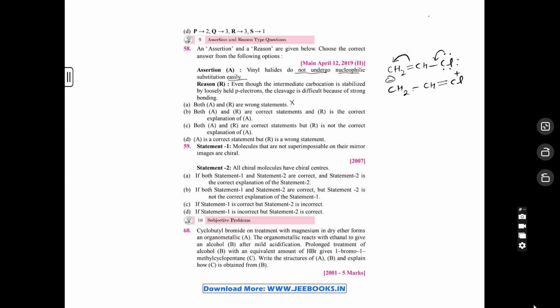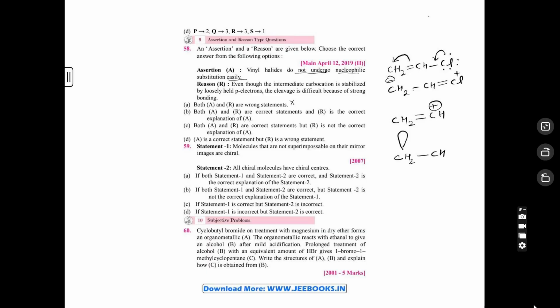So he's saying that the reason is the intermediate carbocation. So let's make a carbocation first from this vinyl halide. How will the carbocation look? This will be the carbocation of the vinyl chloride, and it is saying that this pi electron density stabilizes this positive charge. So let's see if you draw this.